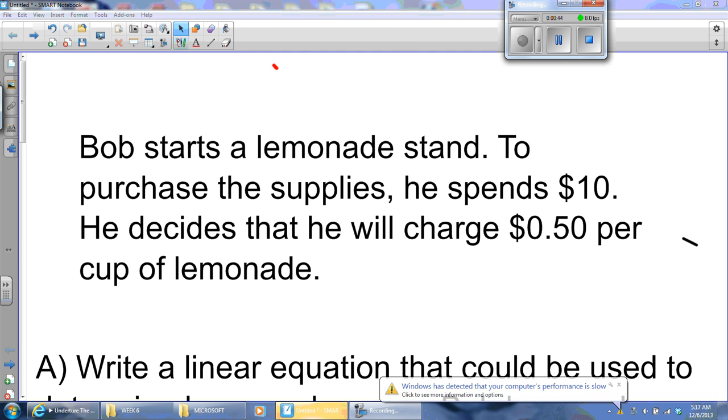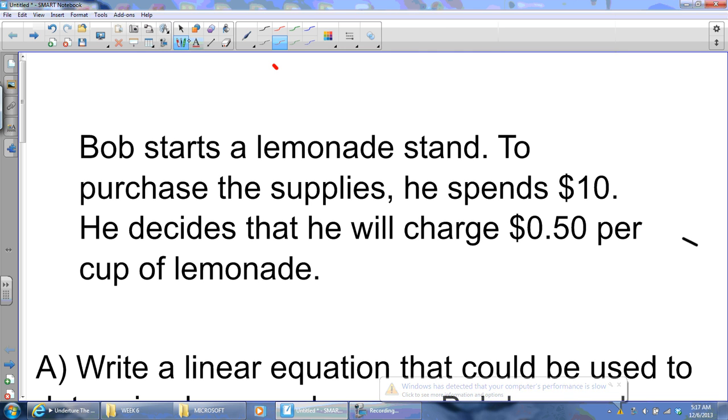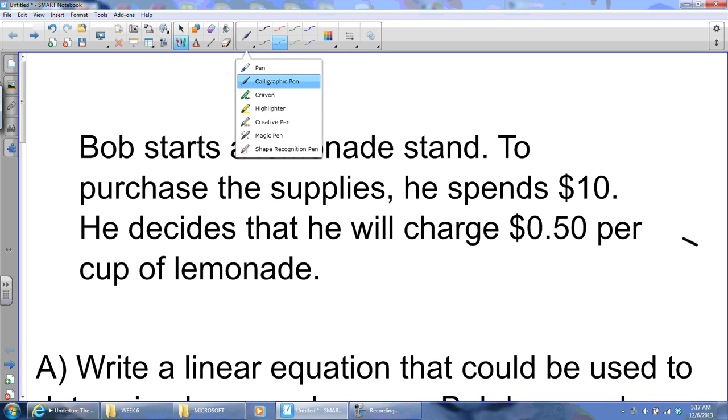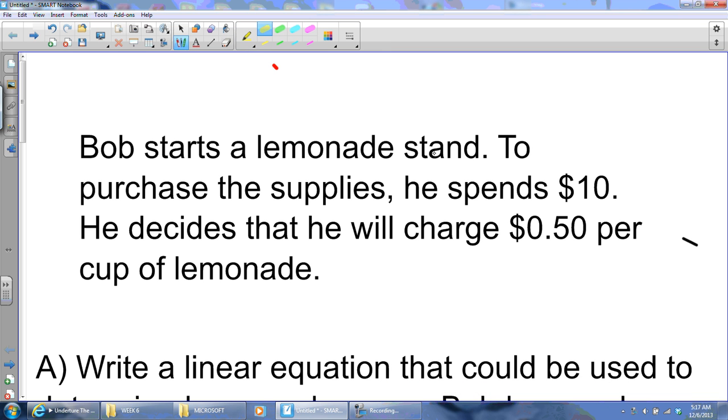All right, so there's some really, really important information in this story. The first thing that's really important is that he spends $10 of his own money. To make money, you have to have money. Bob needed $10 to buy the supplies to make the lemonade. Hopefully, you're thinking algebra. And 50 cents per cup of lemonade. Those are two extremely important ideas.